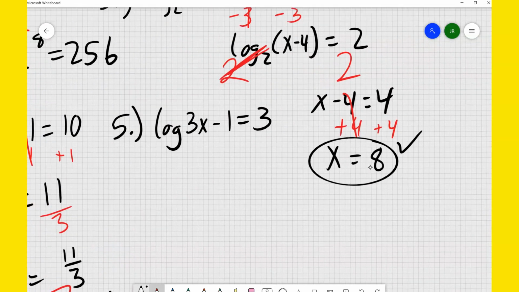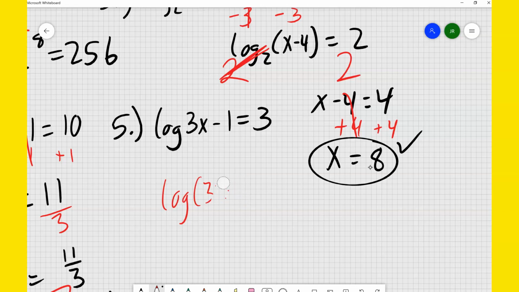Let's do number 5. Question: is that -1 part of the log or not? It is not, because it's not written in parentheses with the 3x. Okay, if it was written like this, then the -1 would be part of that log. So I would not get rid of the -1 until I get rid of the log.